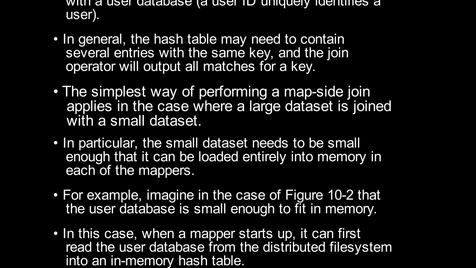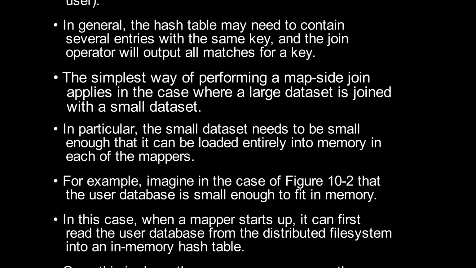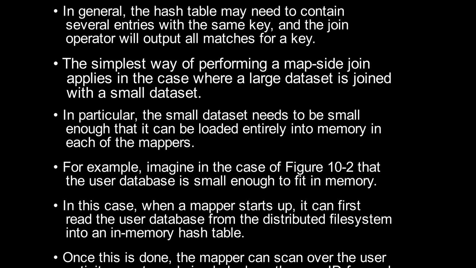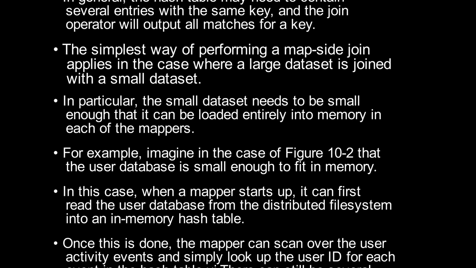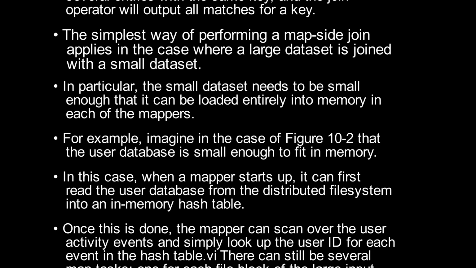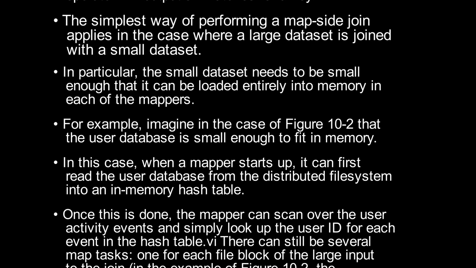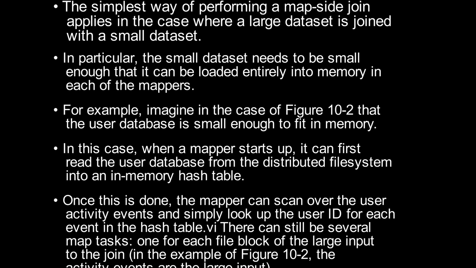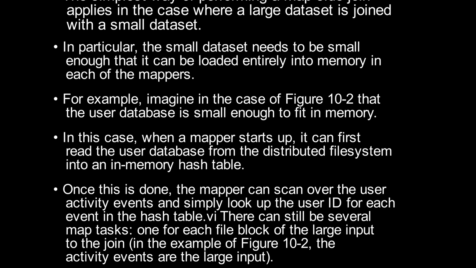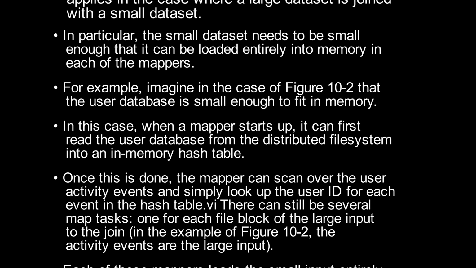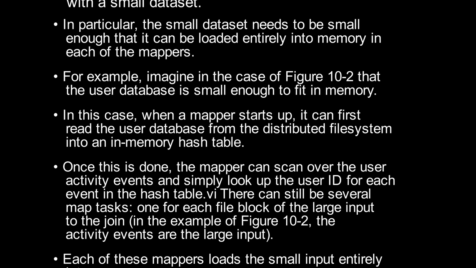For example, imagine in the case of figure 10-2 that the user database is small enough to fit in memory. In this case, when a mapper starts up, it can first read the user database from the distributed file system into an in-memory hash table. Once this is done, the mapper can scan over the user activity events and simply look up the user ID for each event in the hash table.